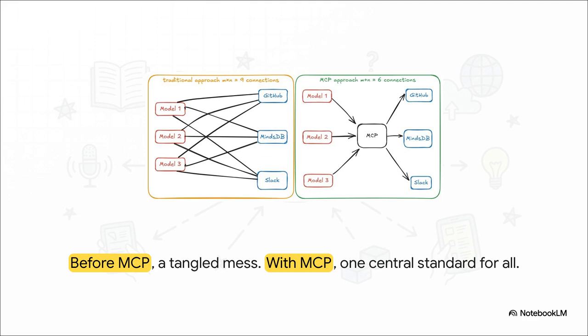Okay, this right here, this is the big aha moment. On the left, you've got that M by N chaos we were just looking at, all those tangled, messy connections. But look at the right. With MCP acting as a central hub, or a standard, each model and each tool only has to connect to that one protocol. Just once. It's one standard language for everyone.